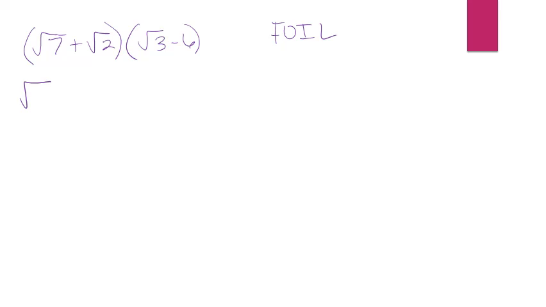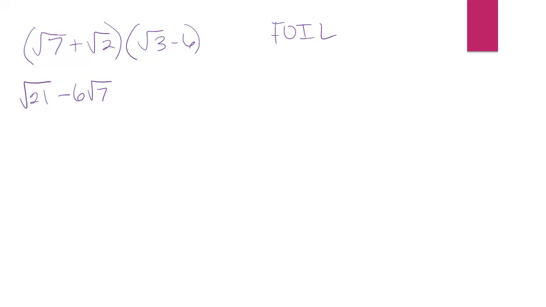This first example we're going to look at is the square root of 7 plus the square root of 2 times the square root of 3 minus 6. This is a basic polynomial. We're going to follow our FOIL process. So when we multiply our first, we have the square root of 7 times the square root of 3. That turns out to be the square root of 21. When we go outside, that's the square root of 7 times negative 6. So it's going to be minus 6 times the square root of 7.